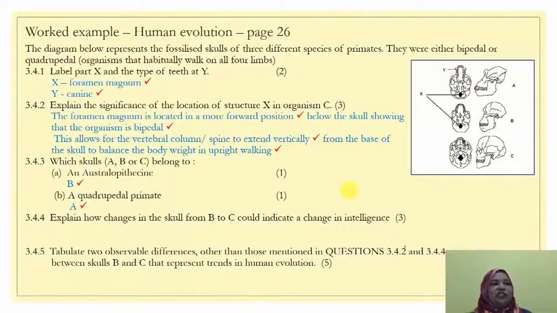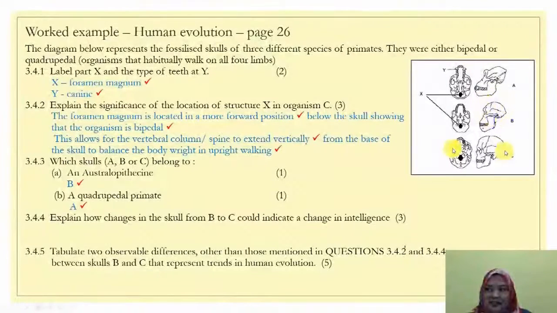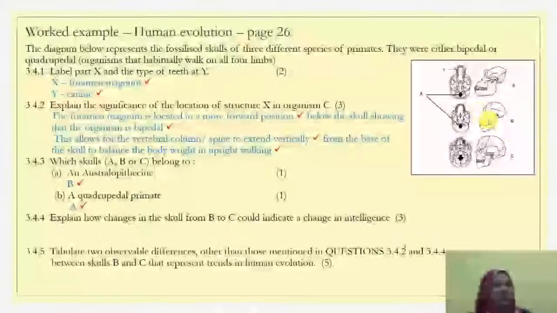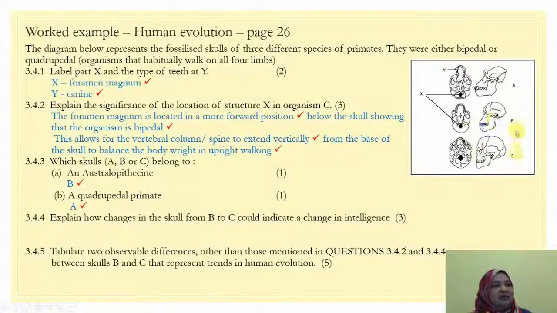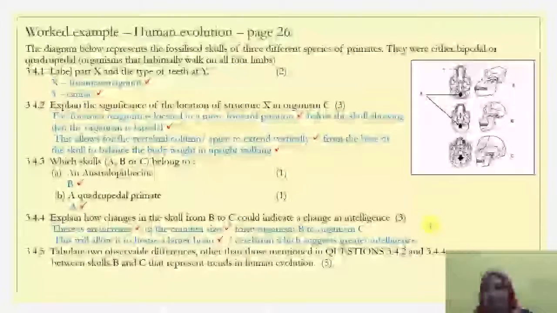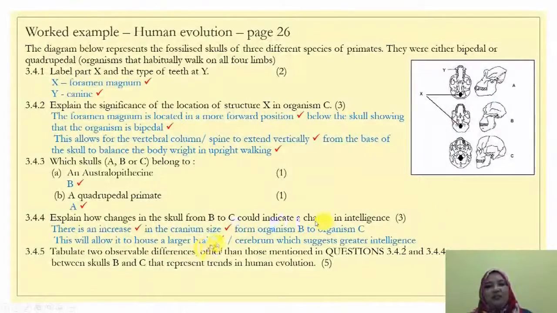So explain how changes in the skull from B to C, right? The skull from B here. So what about the skull brings about intelligence? What do we notice here from B to C? What happens to the skull? The cranium becomes larger, therefore it can house. Now, if you're just going to write larger brain, let's see. Do you see these 3 marks? So if you just write large brain, you will only get 1 mark.